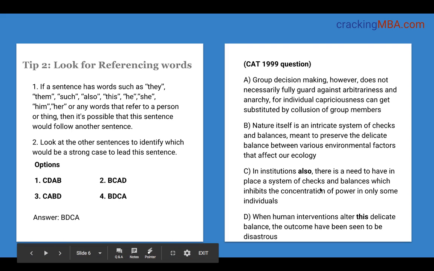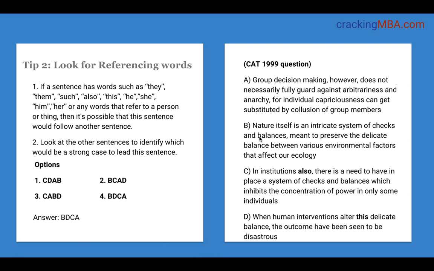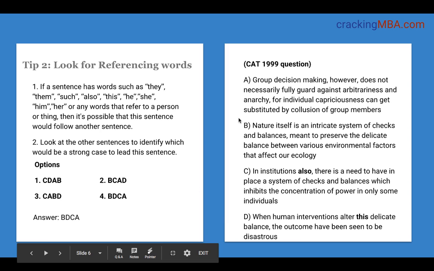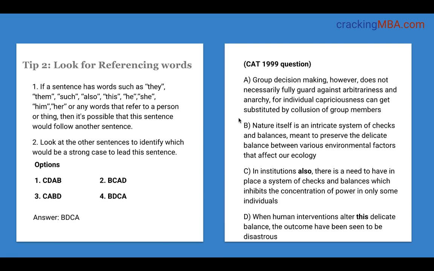There also we see certain referencing words such as "institutions also alter this delicate balance." So clearly the answer is B followed by D, because this delicate balance is referring to the balance that is being referred to in option B. Okay, so it's B, D. Directly we have identified this pair, and that will help us solve the question.